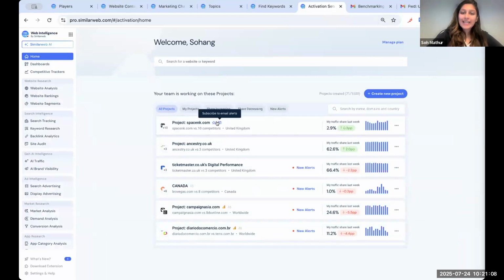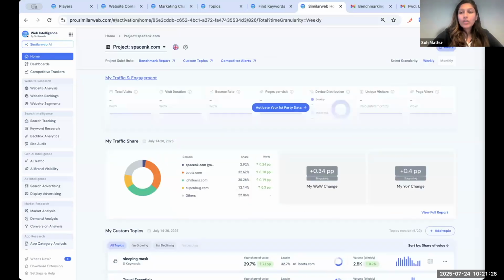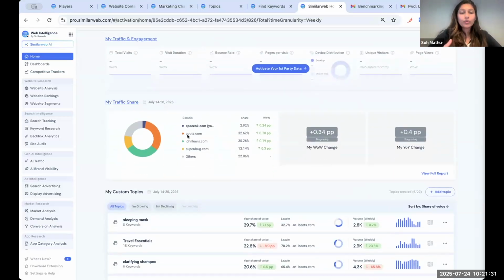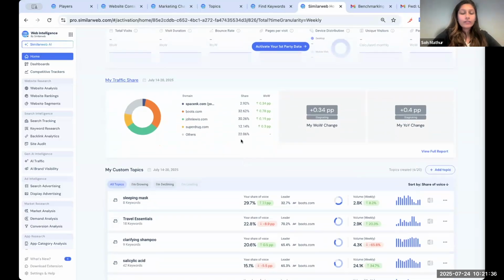Now, this is where you can stay on top of your game. Anything that's changing in the market, any new activity that your competitor is pushing or activating, that would come to you as an alert in your inbox. It's that simple. So let's jump into this, right? What this is showing you is basically how is Space NK performing as opposed to its competitors. You can see that the traffic share is likely lower than some of the other competitors, but week over week, you can see that it's growing in terms of traffic.